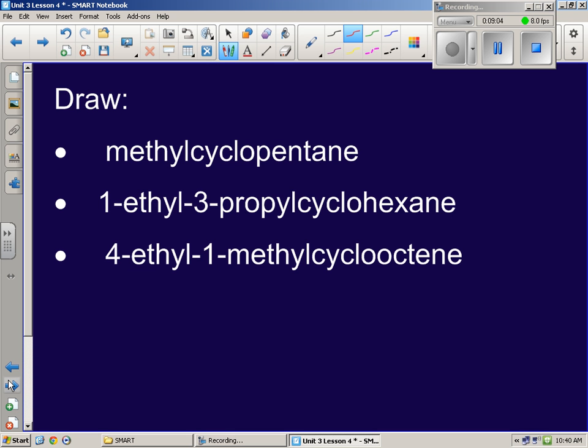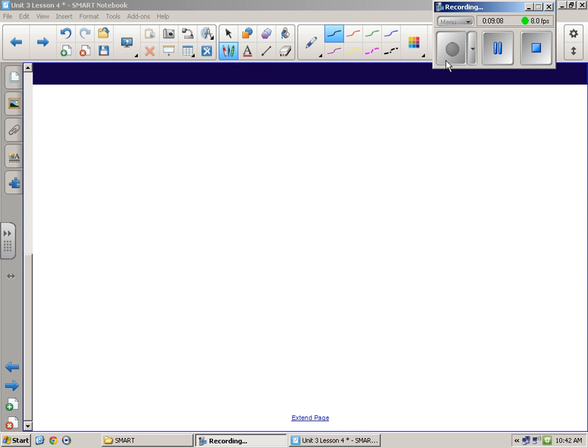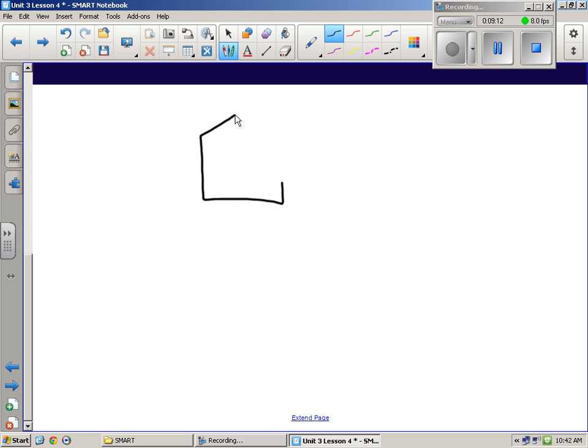Let's draw these. I'll give you guys some time here. You guys go ahead and draw these. Okay, methyl cyclopentane. Cyclopentane. So a 5-sided figure. And you need a methyl group on there. I'm going to put mine there. You can put yours wherever you want.